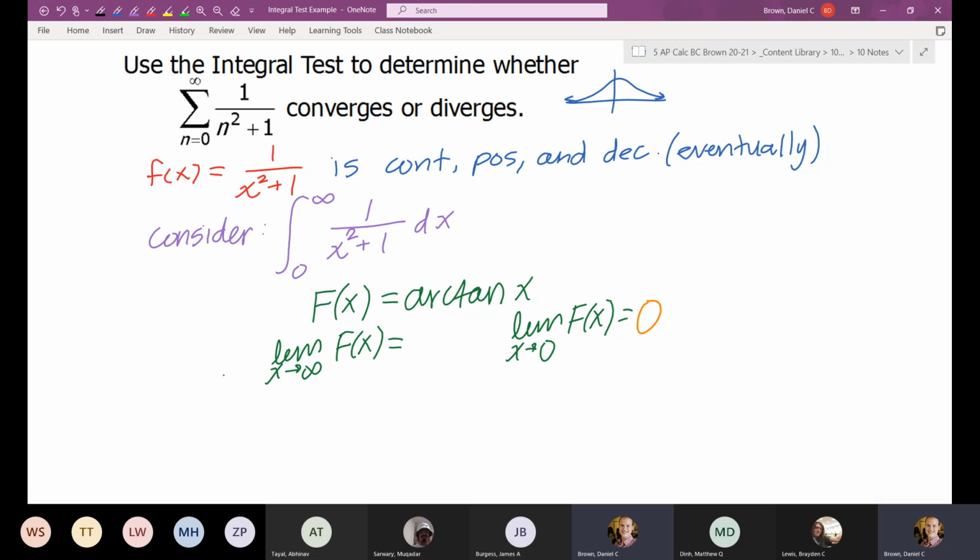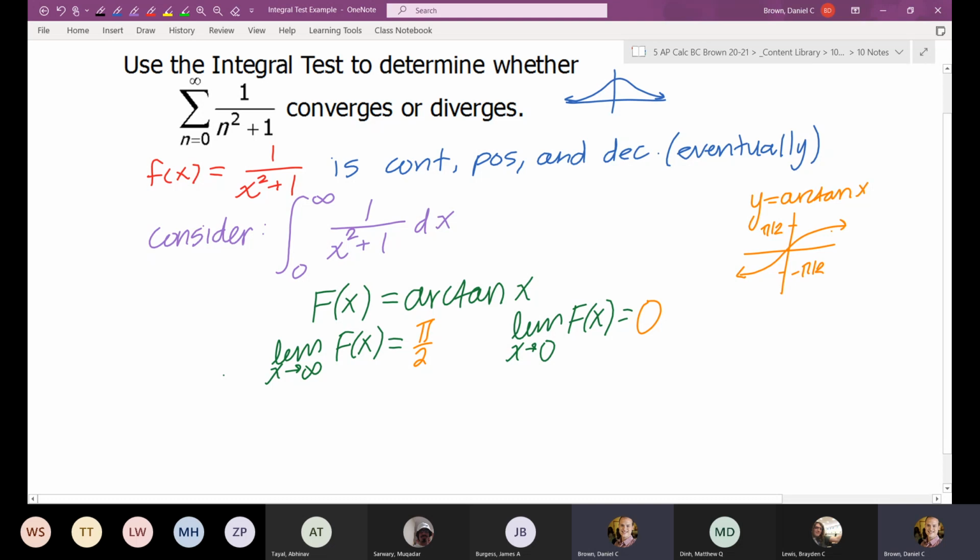What would be the limit as x goes to infinity of arctangent of x? It's pi over 2. Two ways you can kind of figure that out. You either remember what the graph of arctangent looks like. So the graph of y equals arctangent is basically the tangent function on its side, bounded between two horizontal asymptotes of negative pi over 2 and pi over 2.